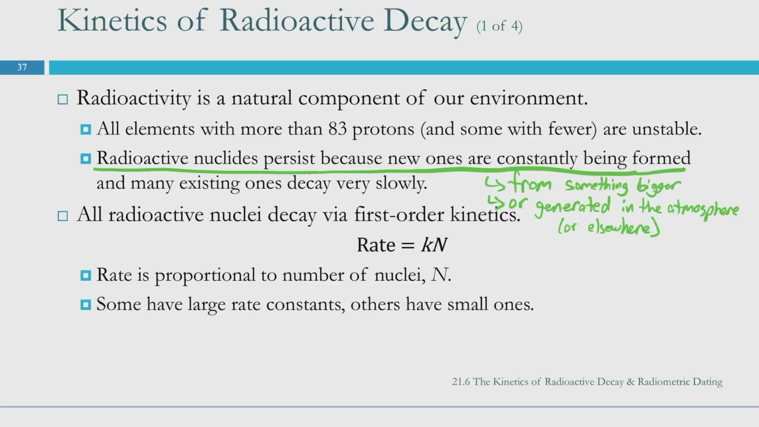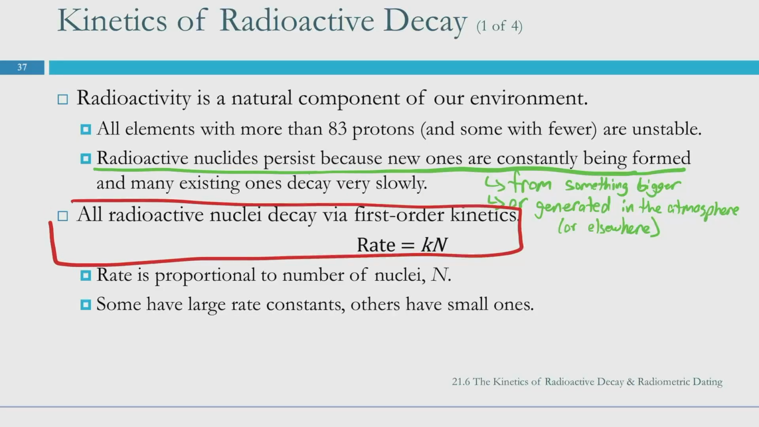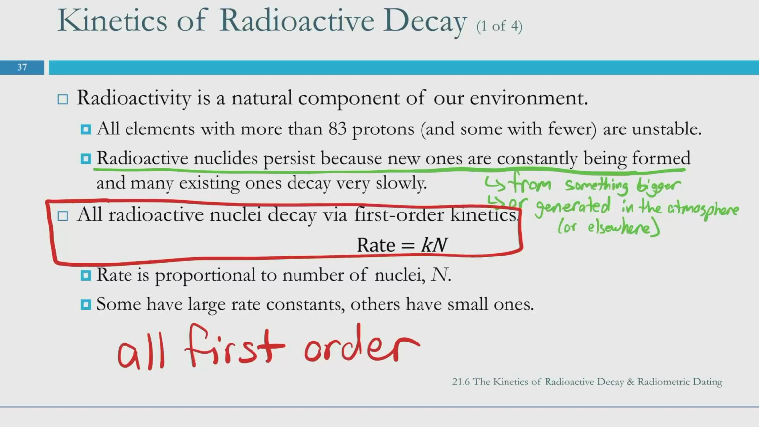All radioactive nuclei decay via first-order kinetics. It's all first-order kinetics, which is nice. We don't have to worry about zero order. We don't have to worry about second order. So we're only going to be using the first-order kinetics stuff, and that makes the math part, at least I think, quite a bit easier.